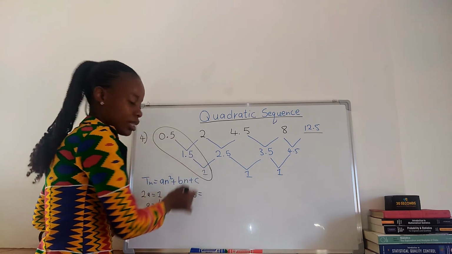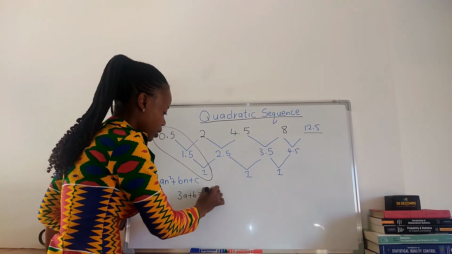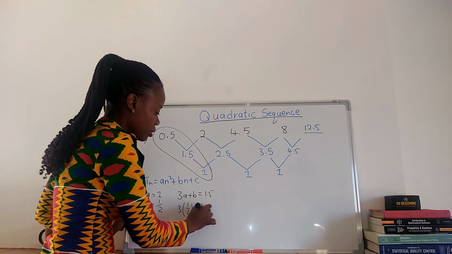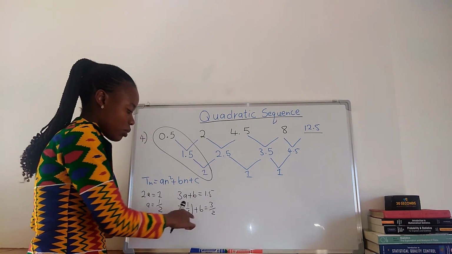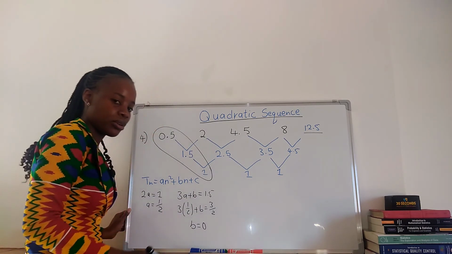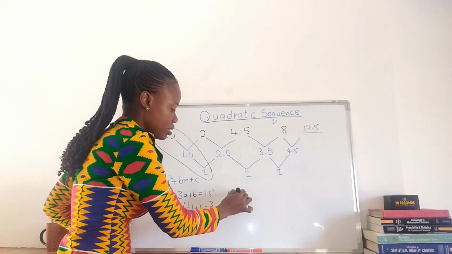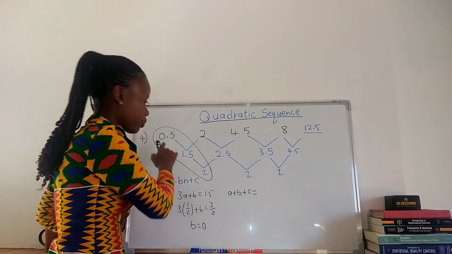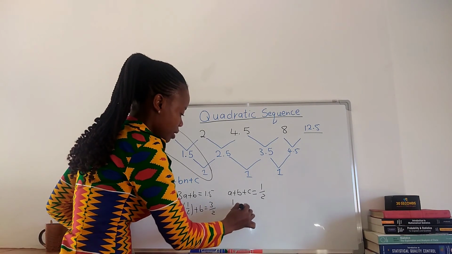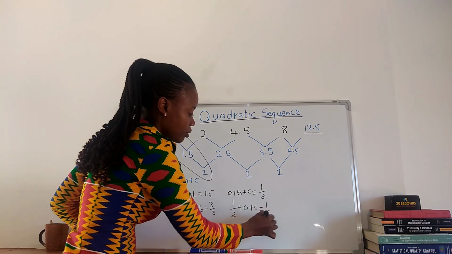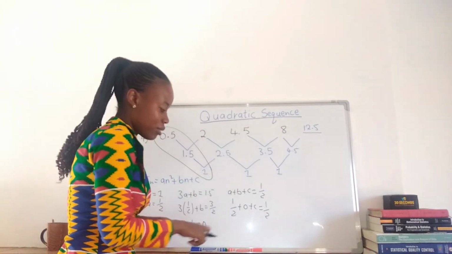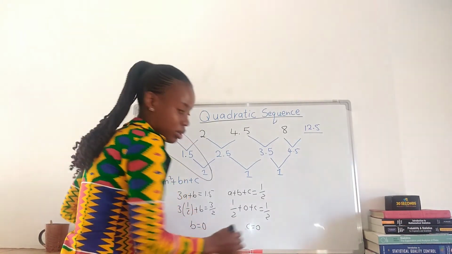To find b, we're going to have 3a plus b equals 1.5. Remember, we are dealing with this line, 1.5. This is 3 over 2 plus b equals 3 over 2, right? We're going to take this to the other side, so it means our b is going to be 0. To find c, we have a plus b plus c equals 0.5, which is half, right? So half plus 0 plus c equals half, and then we're going to subtract half from half, which means our c equals 0.